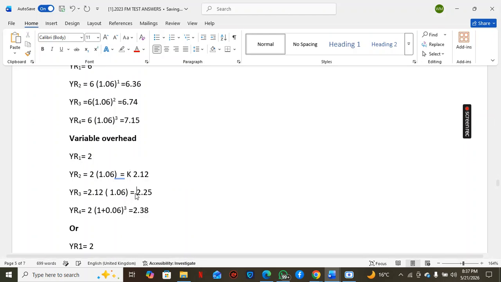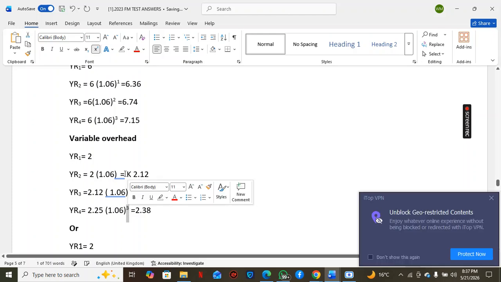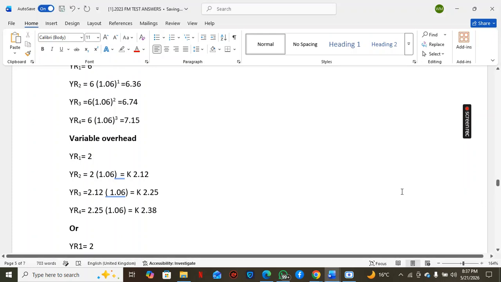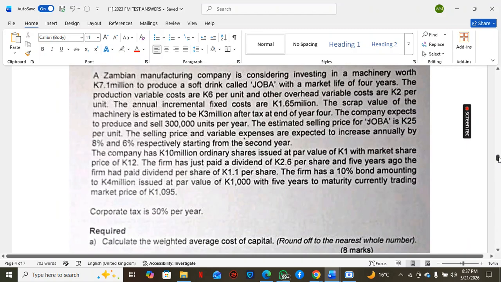Those with calculators confirm these figures. Then in year four, this two kwacha 25 ngwe is growing by 6%. Any questions before we calculate the depreciation expense?